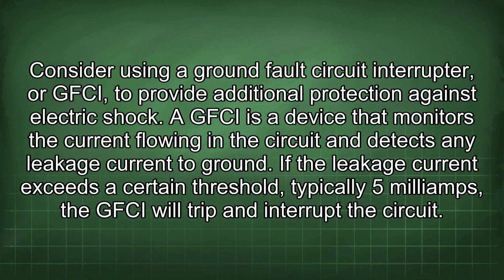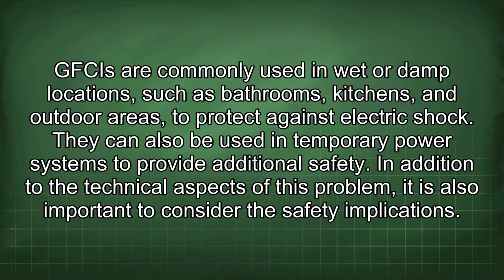A GFCI is a device that monitors the current flowing in the circuit and detects any leakage current to ground. If the leakage current exceeds a certain threshold, typically 5 mA, the GFCI will trip and interrupt the circuit. GFCIs are commonly used in wet or damp locations such as bathrooms, kitchens, and outdoor areas to protect against electric shock. They can also be used in temporary power systems to provide additional safety.